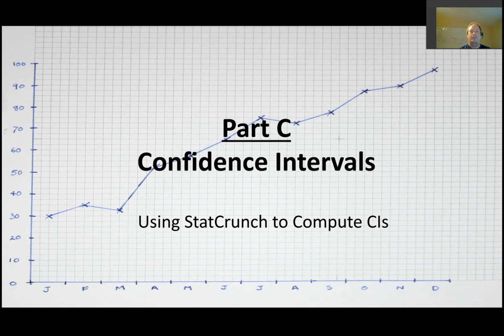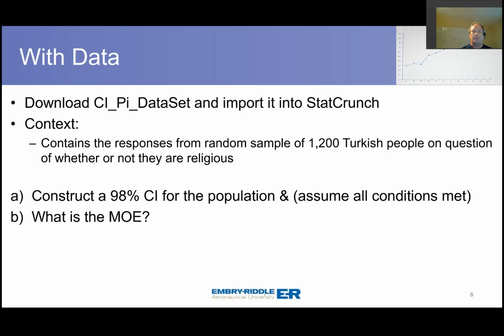Okay, good. So now we're going to get into how we would actually use StatCrunch to compute some confidence intervals. And what I'm going to do is use this data set that you imported, which contains the responses from a random sample of 1,200 Turkish people on whether or not they were religious. And I want to compute a 98% confidence interval for the population proportion.